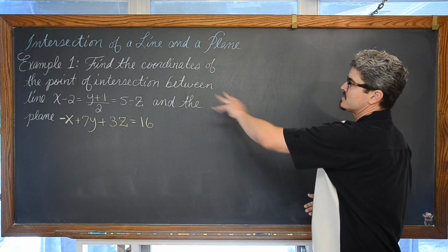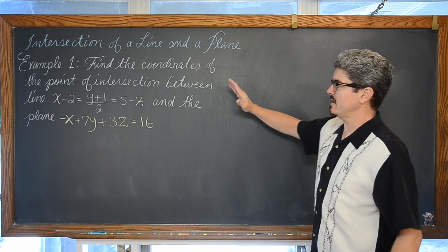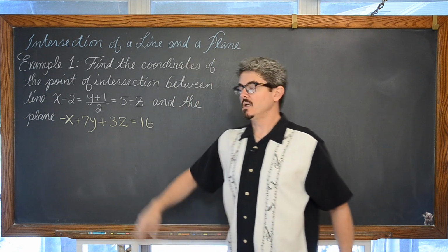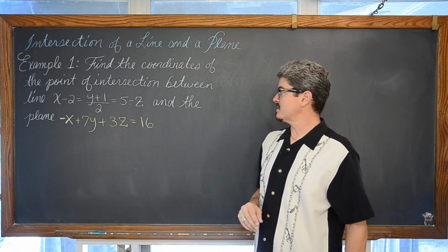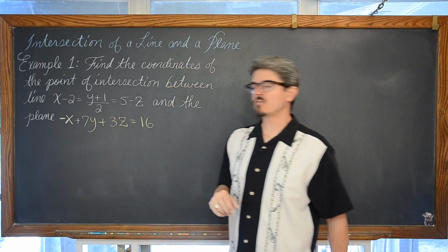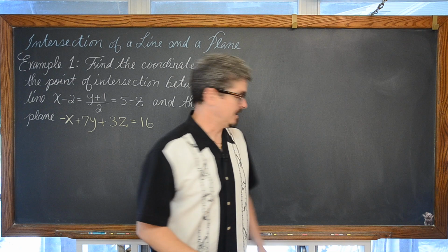So, our first example: find the coordinates of the point of intersection between the line x minus 2 equals y plus 1 over 2 equals 5 minus z, and the plane negative x plus 7y plus 3z is equal to 16.